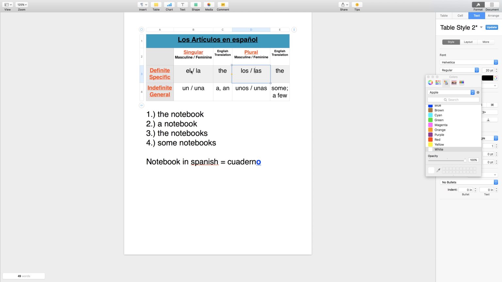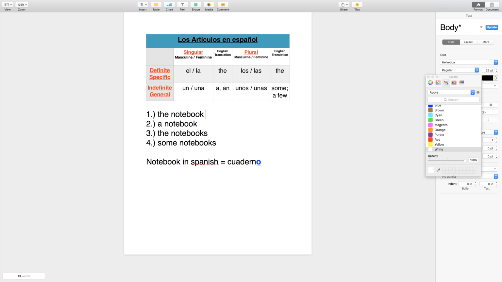And to the right, I have the translation. So el and la is translated as the, or the, whatever you prefer. And los and las is translated as the. Un and una is translated as a or an. And unos and unas is translated as some or a few. So we'll go ahead and just jump into this, do some examples, and if you have questions, you can ask me in class after the video.